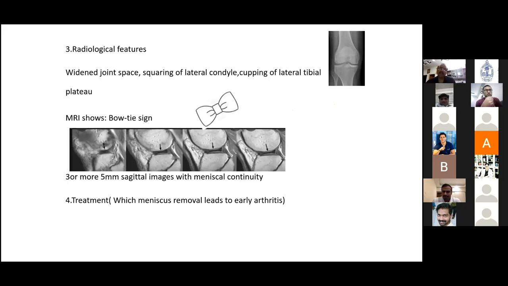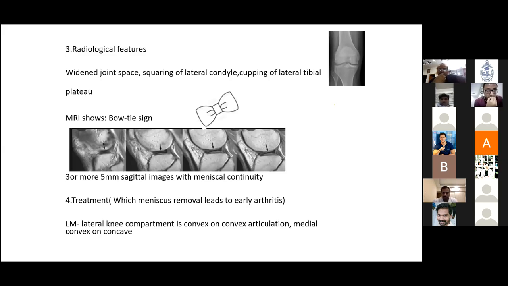Okay, last one. Treatment: which meniscus removal leads to early arthritis, the medial one or the lateral one? Lateral meniscus. So for the lateral meniscus, whenever possible, you try to repair it. Why so? They have written it's because of the articulation. When you are walking, more pressure comes onto your lateral compartment, because normally your knee is in valgus. So if you take the meniscus out, the cushion effect will be less and there will be more damage. So lateral meniscus, whenever possible, you should repair.